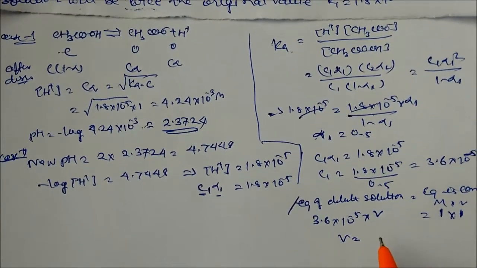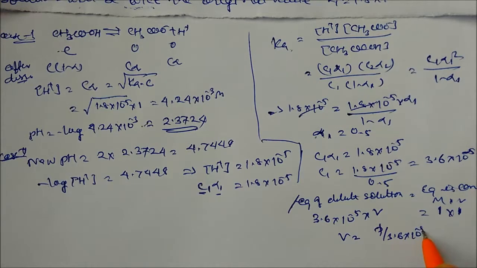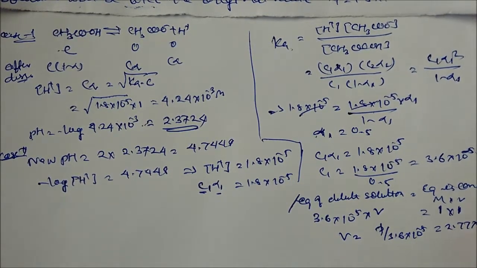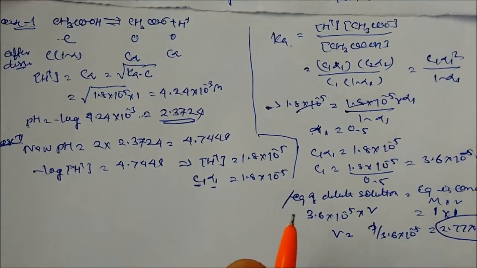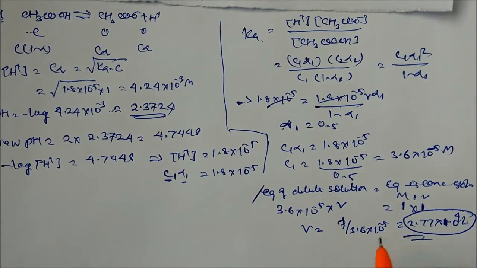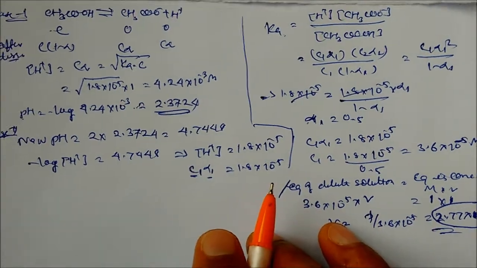So here the volume, if you divide it, will be 1 upon 3.6 into 10 to the power minus 5, or you can say 2.77 into 10 to the power 4 liters. So this is our basically answer. This one is our answer. 2.77 to the power minus 4 liter is our answer.